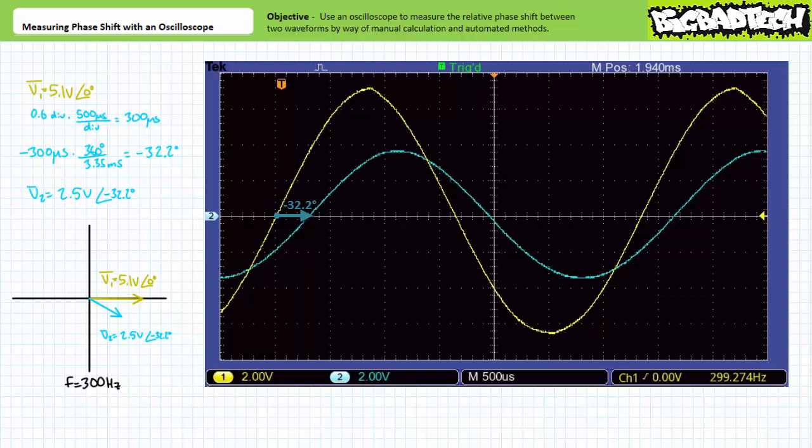Given this phase shift is relative, it can be said that the blue waveform lags the yellow waveform just as easily as it can be said that the yellow waveform leads the blue waveform. Now, both these channels of the oscilloscope are currently scaled using a vertical sensitivity of 2 volts per division.